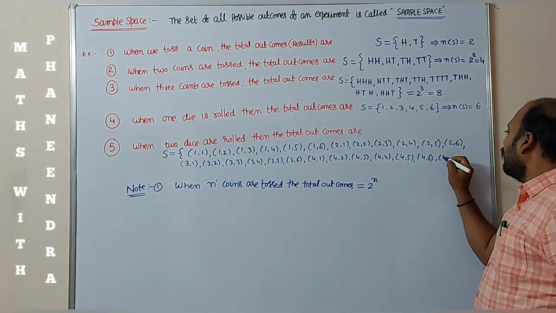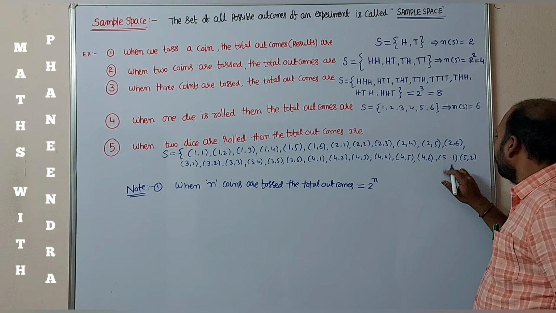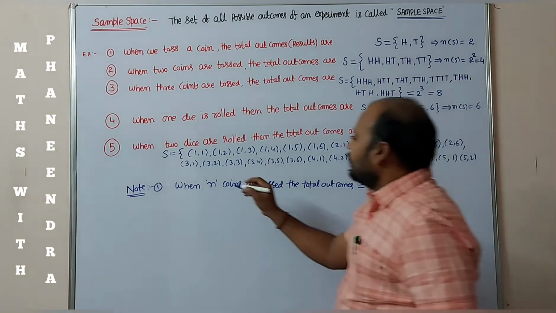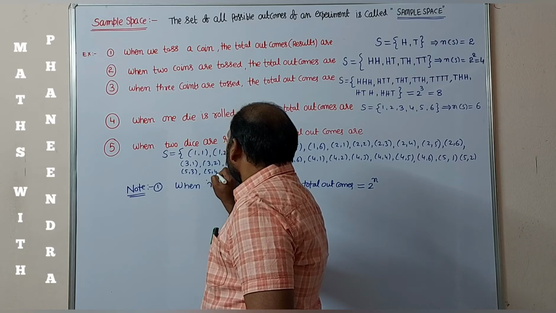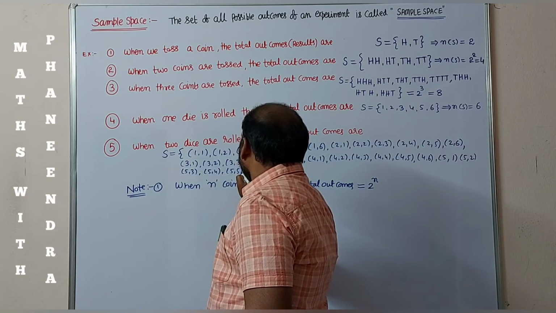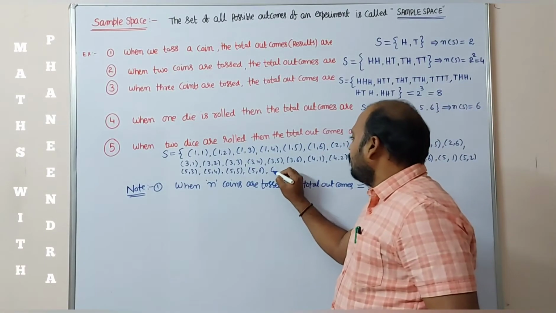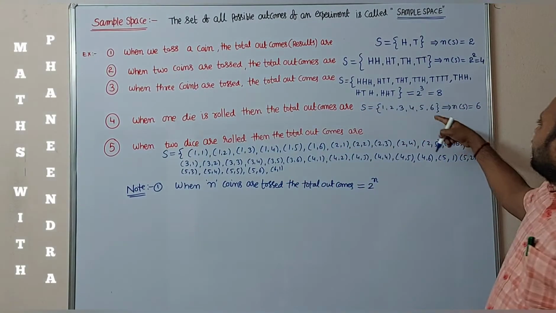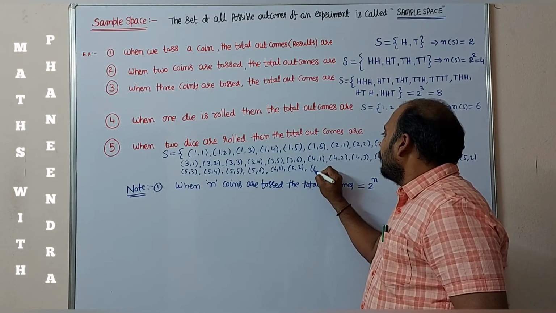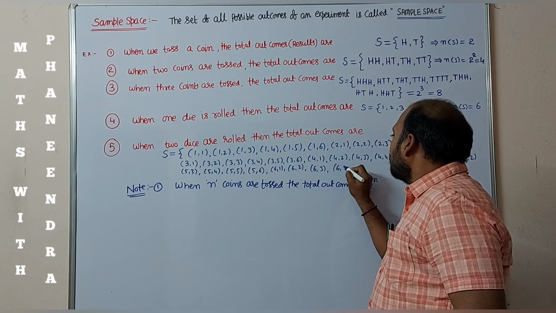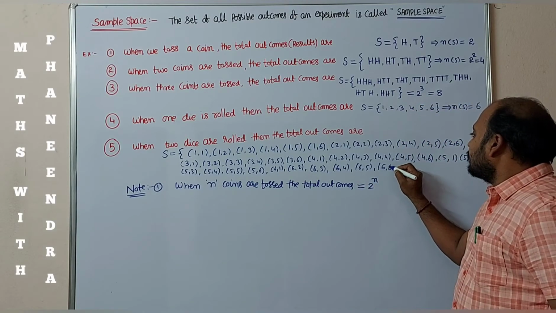Similarly, we may get 5,1; 5,2; 5,3; 5,4; 5,5; 5,6. It may get 6,1. Total 6 numbers are there, no? So 6,1; 6,2; 6,3; 6,4; 6,5; 6,6.